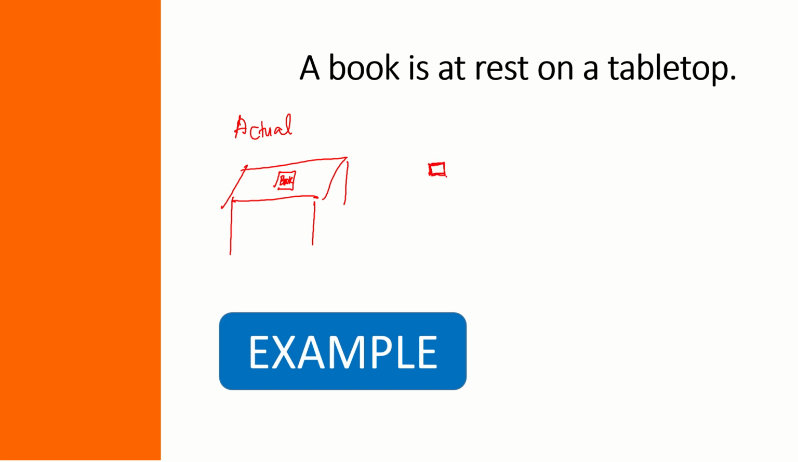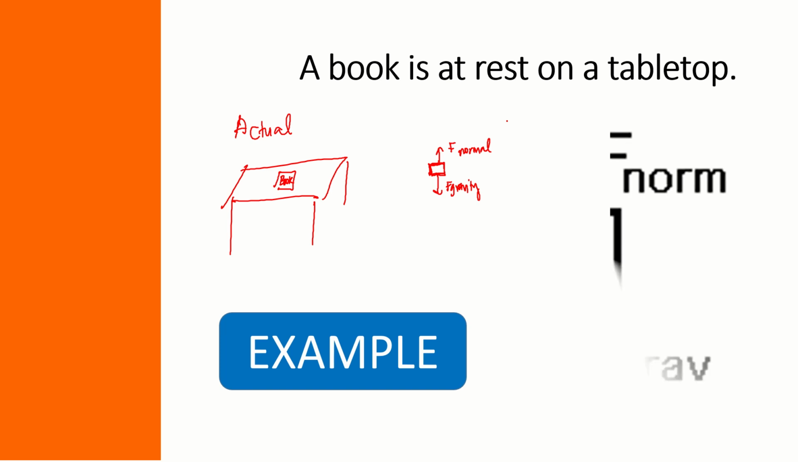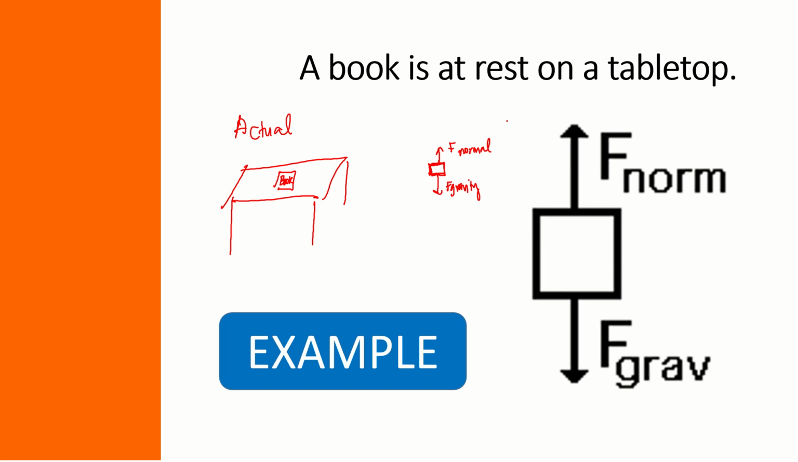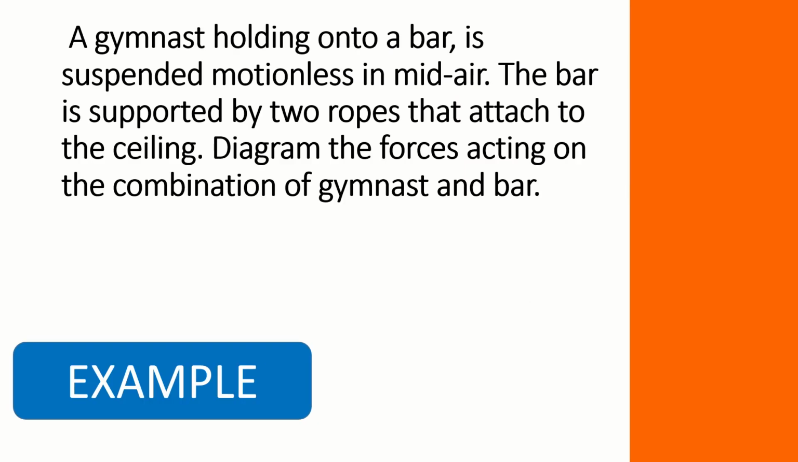At rest lang naman siya, you have your gravity because it's going downward, F of gravity. And of course, in the type of force that you have your normal force kasi hindi siya gumagalaw. May friction ba? Wala, kasi it's at rest lang naman. So generally, that will be your free body diagram. So very easy in terms of your actual and your free body diagram. Okay, next, let's have an example.